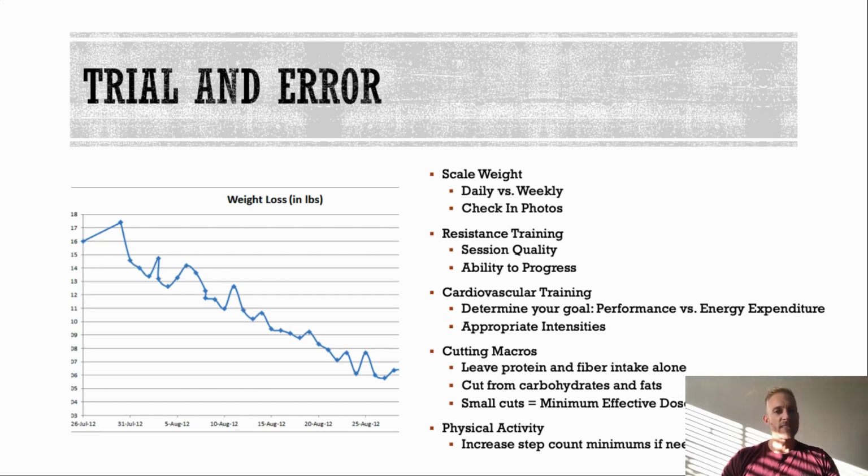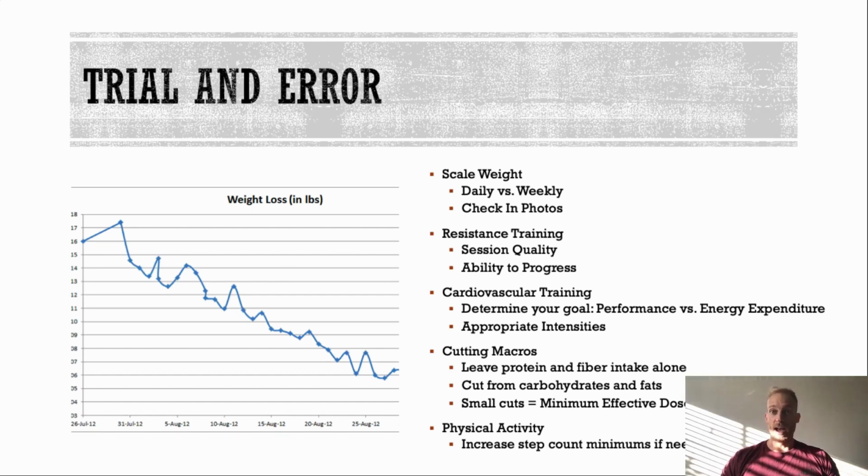Up next, the next variable that you can change to push that fat loss along is your cardiovascular training. So what's your actual goal with your cardiovascular training? Is it to train the cardiovascular system where you need to elevate your heart rate to get that training adaptation? Or are we in the business of just expending energy?